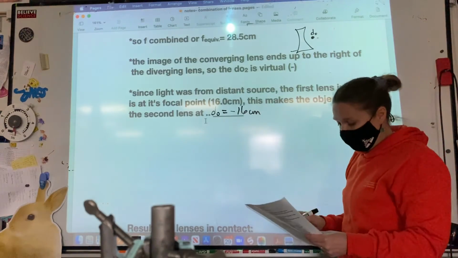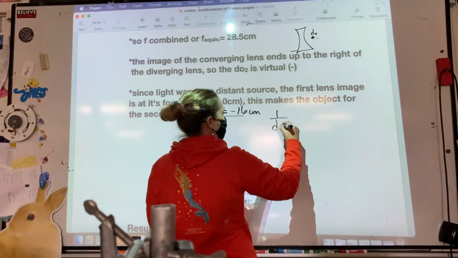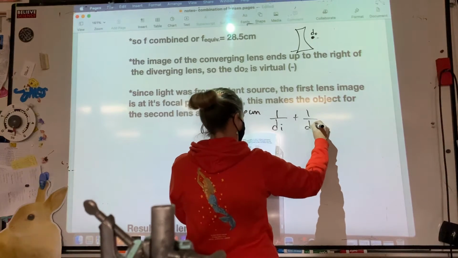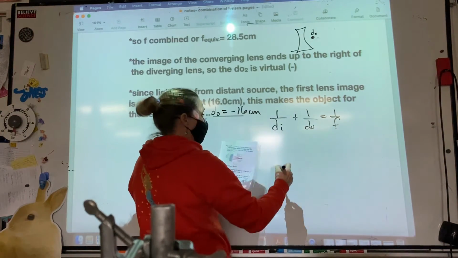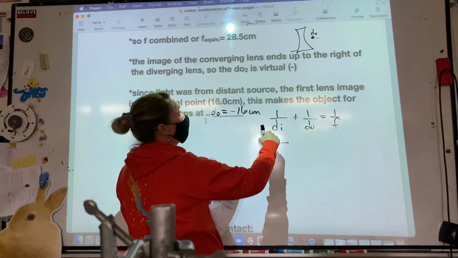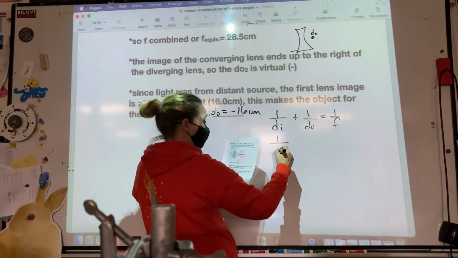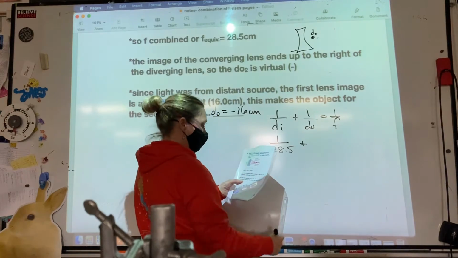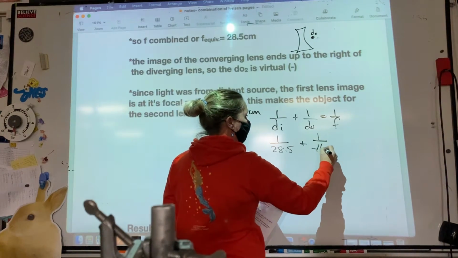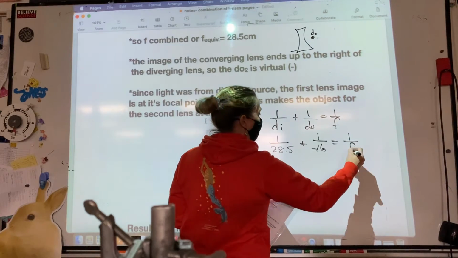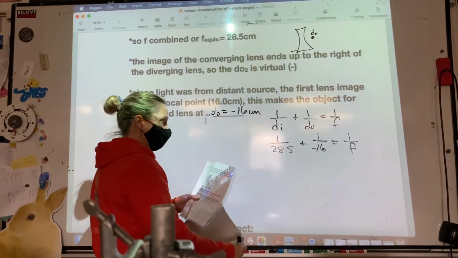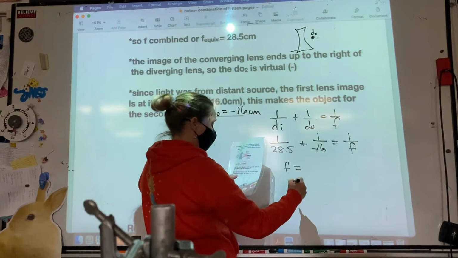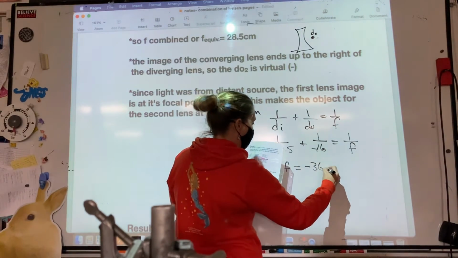Now we're home free. 1 over DO plus 1 over DI equals 1 over F. I know the image, because that was measured. I think I even just left it in these units. It doesn't matter, because I'll just get a focal length in centimeters. And DO is negative 16. I can figure out what the focal length of that lens is now with just math. If you do this, you get negative 36.5 centimeters.